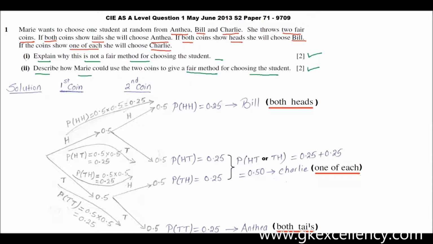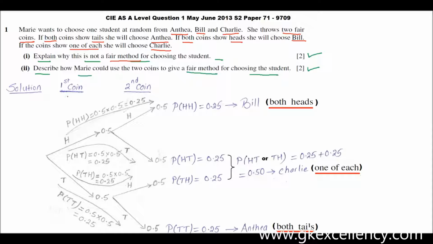So part 1, they have already given it to you: explain why this is not a fair method for choosing the student. This sum can be best explained by using the tree diagram. There are 2 coins given. So let me draw a tree diagram for you, which is already drawn for you. Let me just explain this.